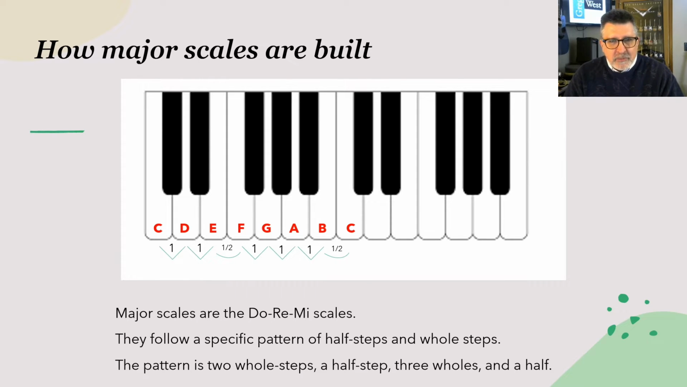Now, the major scales are the do, re, mi scales. If you heard the do, re, mi, fa, sol, la, ti, do, that would be your do, re, mi scale. That's a major scale. They follow a specific pattern of whole steps and half steps. The pattern that you want to commit to memory is 2 whole steps, a half step, 3 wholes, and a half. So 2 wholes and a half, 3 wholes and a half. You want to have that in here because it's going to help you with the next set of exercises that we will do.